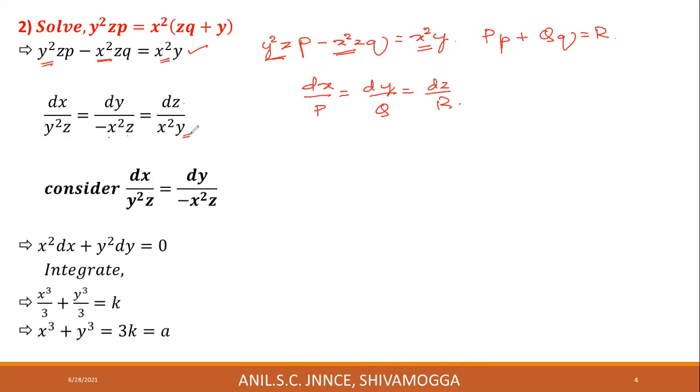First, I prefer to group first and second ratio, this ratio and this ratio. Dx divided by y square z is equal to dy divided by minus x square z. First and second ratios. Cancel this z with this z. Minus x square into dx.